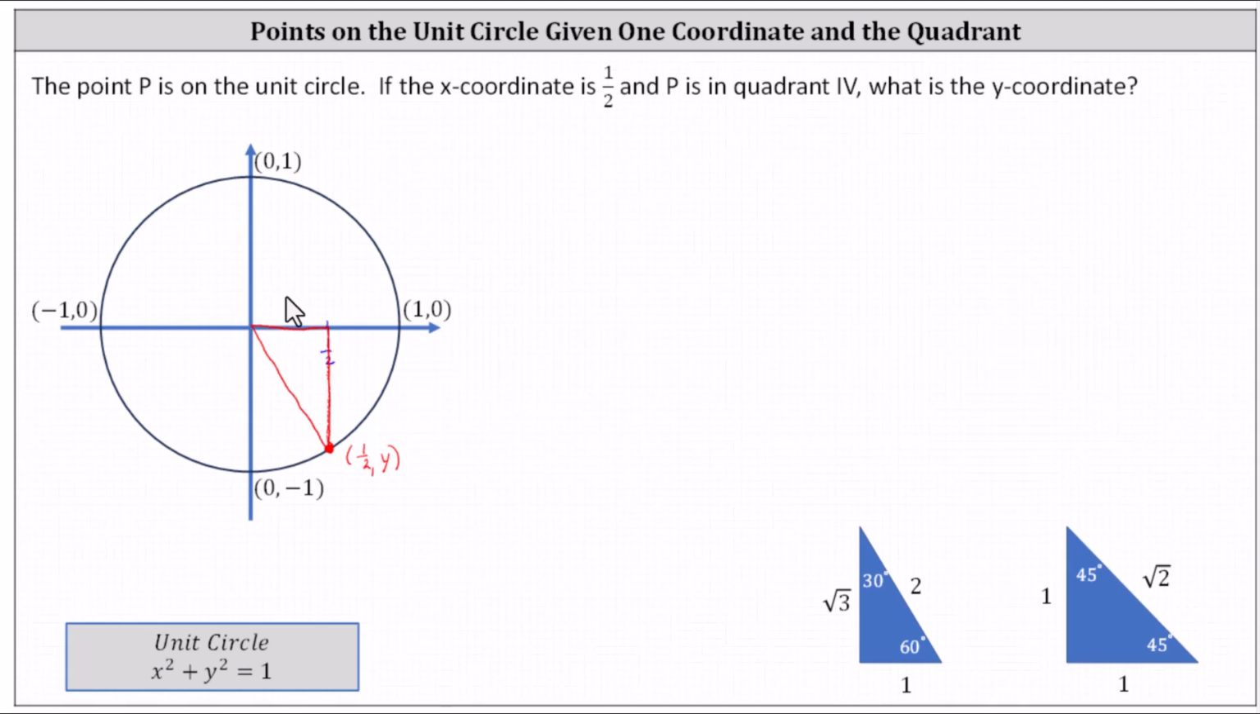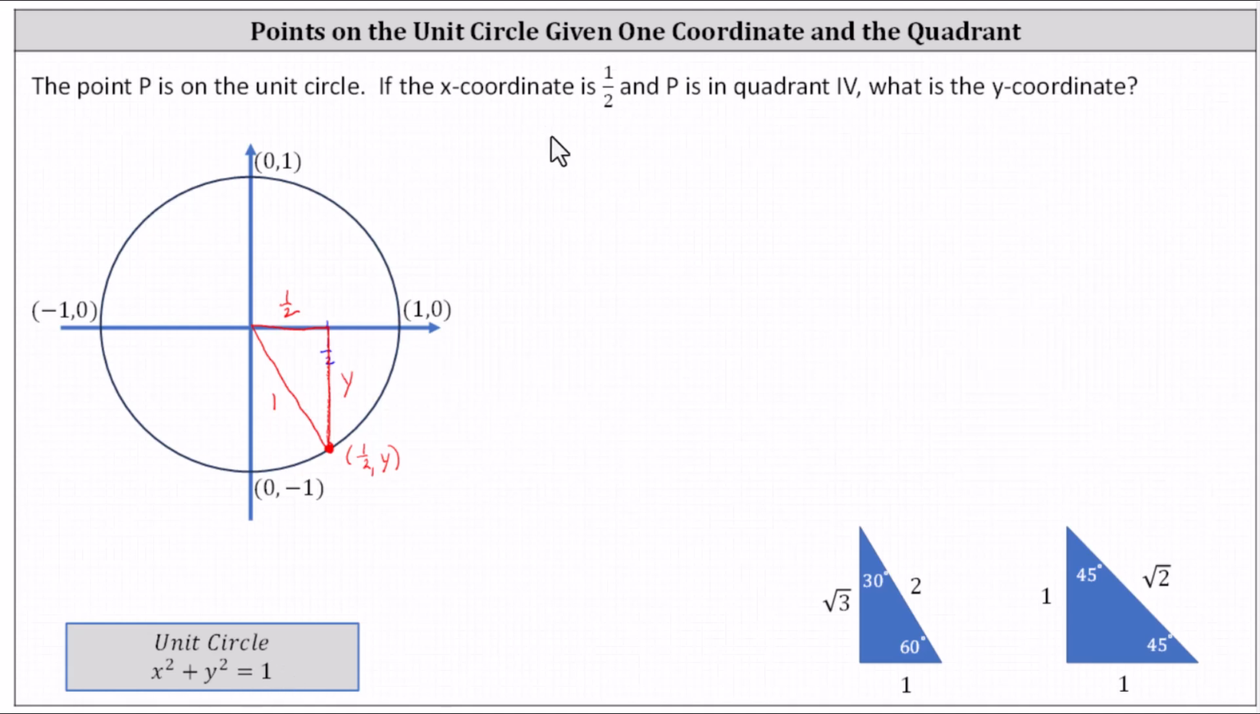We know x equals 1/2, so we can label this side 1/2. Because we're on the unit circle, the hypotenuse is 1, and this vertical leg would be y. We can now determine y using the Pythagorean theorem, which for any point on a circle centered at the origin is x squared plus y squared equals r squared, but because we have the unit circle where r is equal to 1, we have x squared plus y squared equals 1 squared, where 1 squared equals 1.